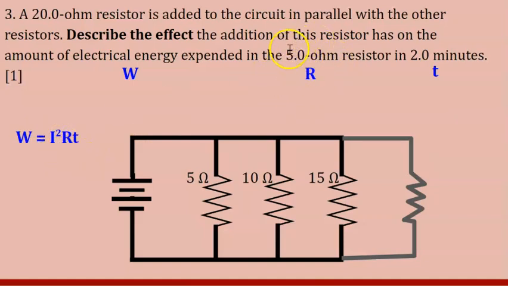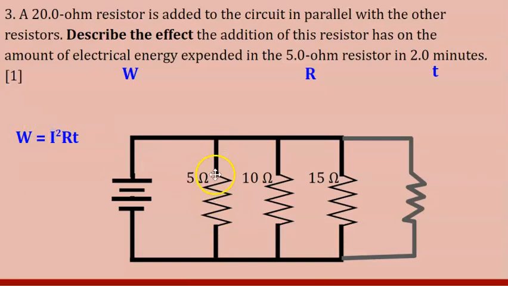R stays the same. They already told me it's a 5 ohm resistor. 2 minutes is the same number. Again, I would want to convert that into seconds, but it's still the same. That didn't change. The last question would be, did the current change? And the answer is no.